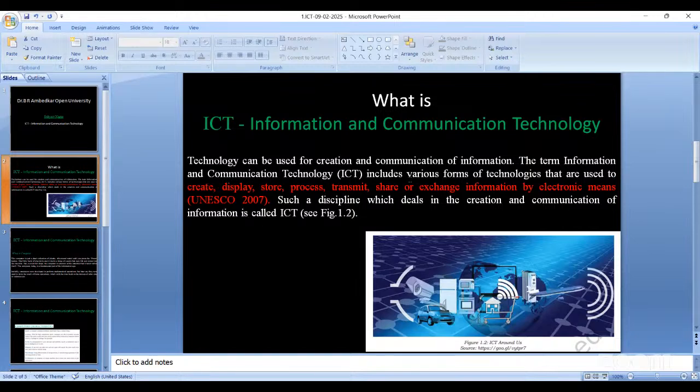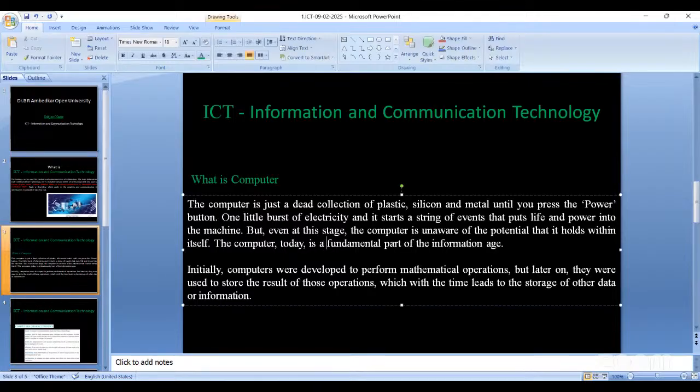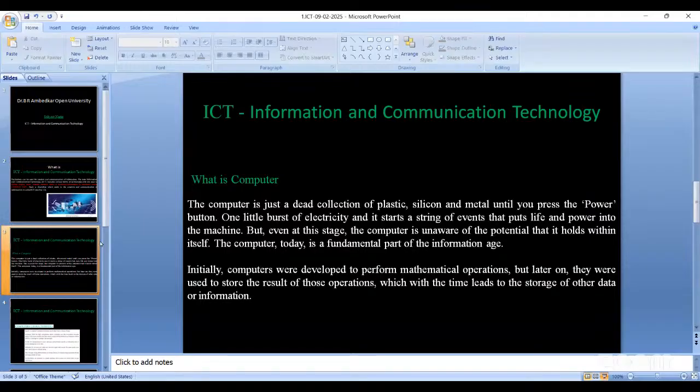So what does ICT mean? This is the general definition we can understand. Next we will see what a computer is. See here, the computer is just a dead collection of plastic, silicon, and metal, until you press the power button.